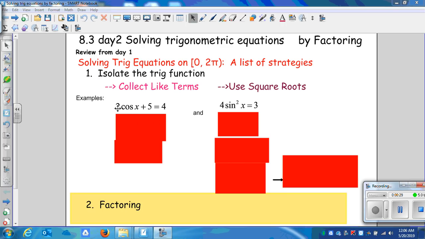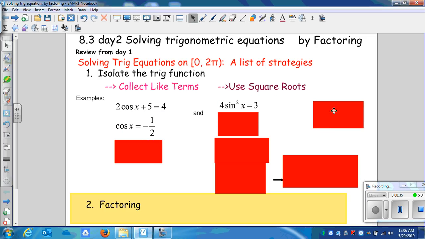If I wanted to solve 2 cosine x plus 5 equals 4, I would subtract 5 and divide by 2 on both sides. And ultimately, I would get cosine of x equals negative 1/2. The range for a cosine function is negative 1 to positive 1 inclusive, so you would look in the unit circle for any values where cosine, or the x value, is negative 1/2, and that occurs in two places, 2 pi over 3 and 4 pi over 3.